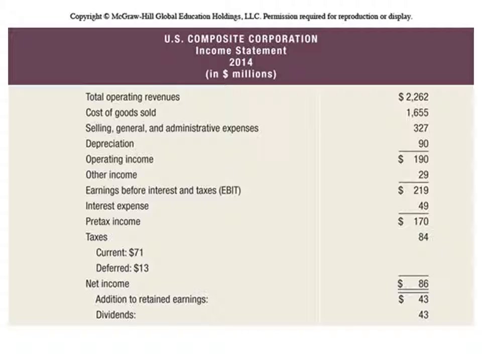The next line has taxes of 84. However, note that that is broken down into two different kinds of taxes, current of 71 and deferred of 13. Current taxes are ones that we are going to have to pay to a governmental body during this period, or that we did have to pay during this period. However, deferred taxes are taxes that we owe but will not have to pay until some future period.